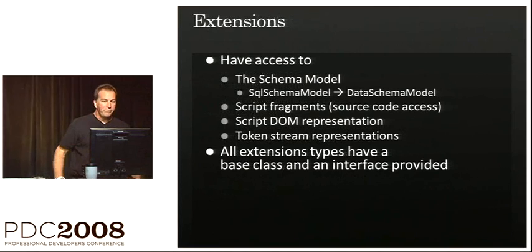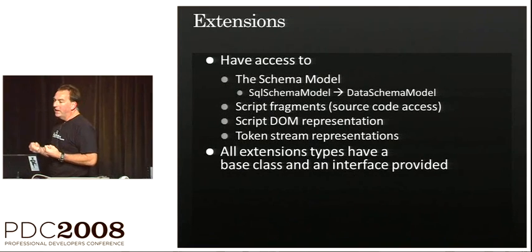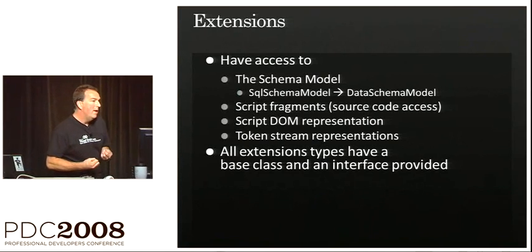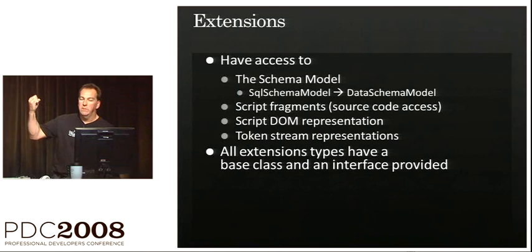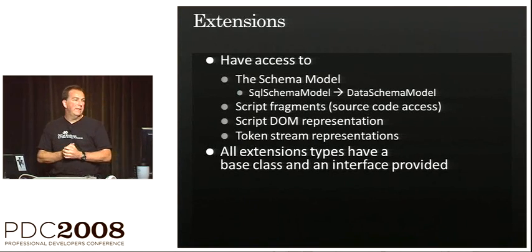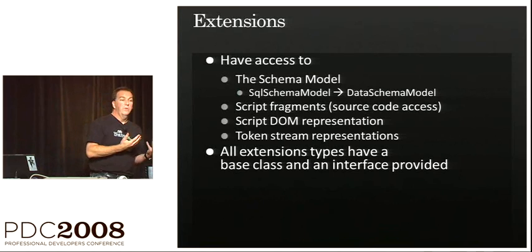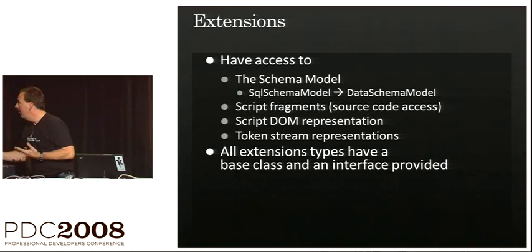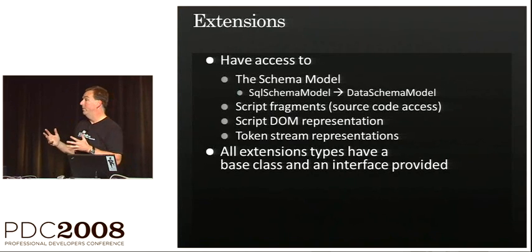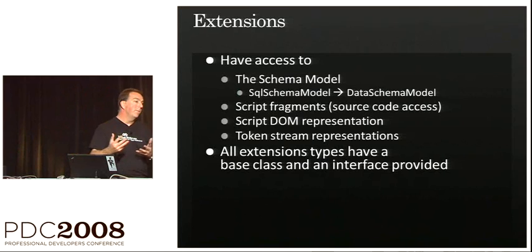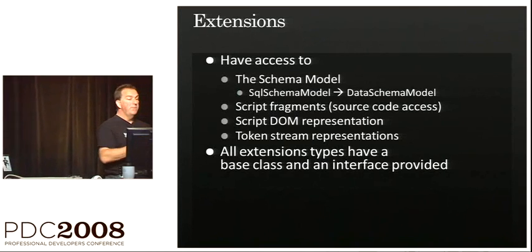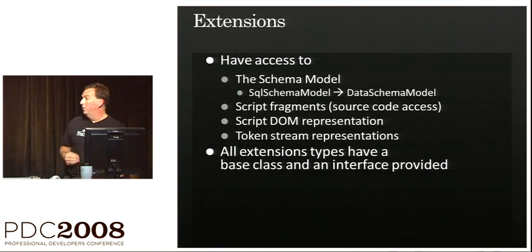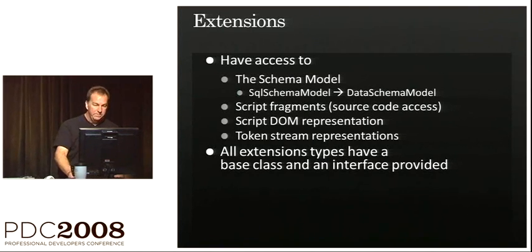Okay? So now extensions have access to a very extensive world. They can get access to the schema model, both the specific one as well as the agnostic one, the SQL Server schema model as well as the data schema model. It can get access to all the source code fragments, right, and the programmatic representation of this, the code DOM access, right, and it gets access to the complete token stream. So from a programming perspective, you can write those tools that actually manipulate the model in very different ways. All those extensions are exposed through base class implementations or through interfaces.